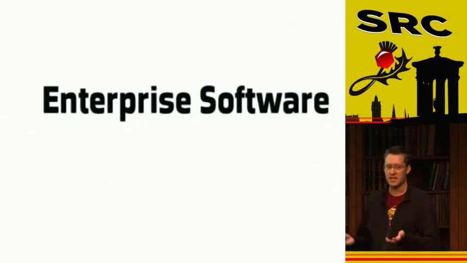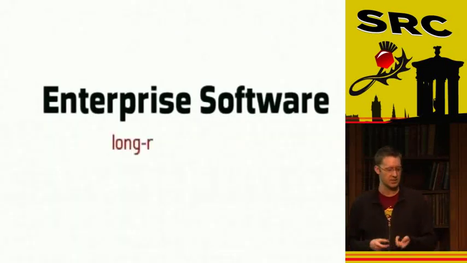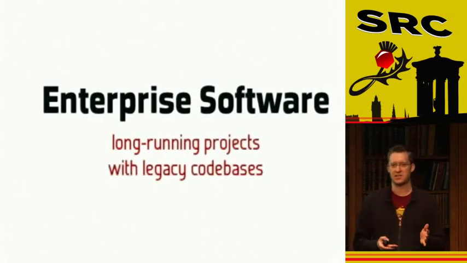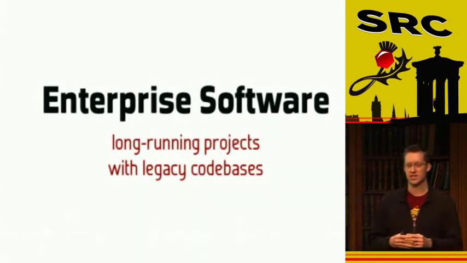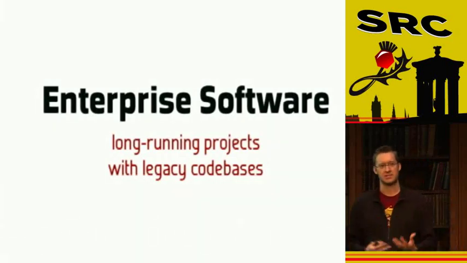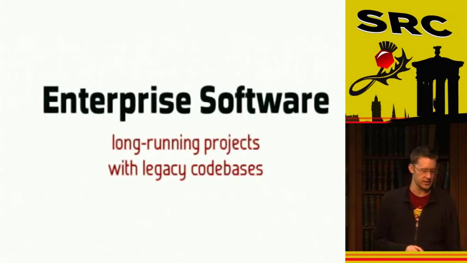When I talk about enterprise software, I'm really talking about long-running projects, legacy code bases. Those are the kinds of things you think of. So it's code that's already really entrenched. It feels a little stagnated. It feels hardened. It's resistant to change. And so the whole idea behind bringing Rails or Ruby into the mix here is to enliven the application again and make it able to respond to change more quickly.